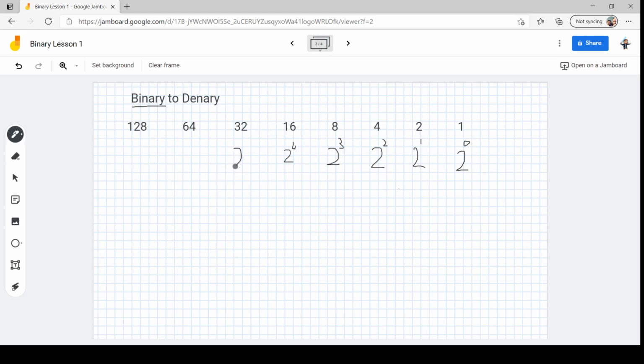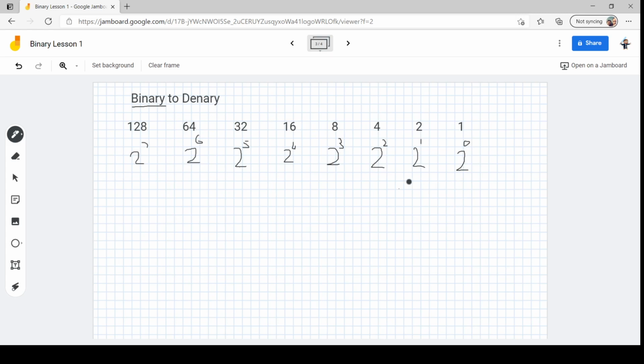Okay, 32 is 2 to the power of 5. 64 is 2 to the power of 6. Okay, and 128 is 2 to the power of 7. Okay, now I know I said that it would be 8 separate numbers, but if you again count out on your fingers 0 to 7, you'll see that you have used 8 fingers.